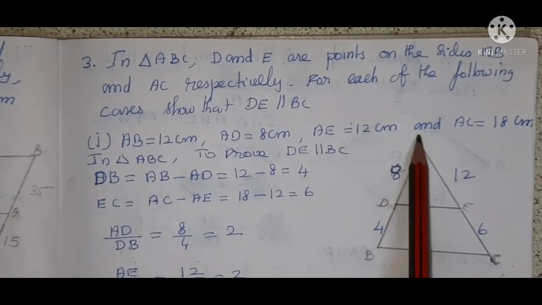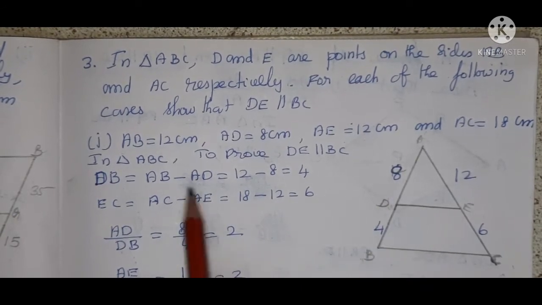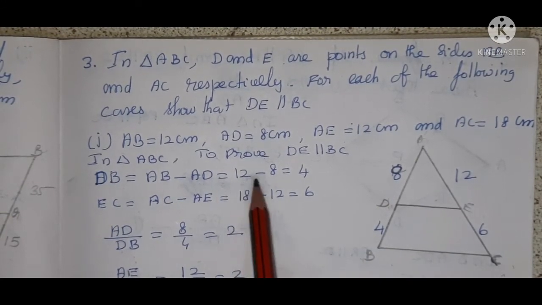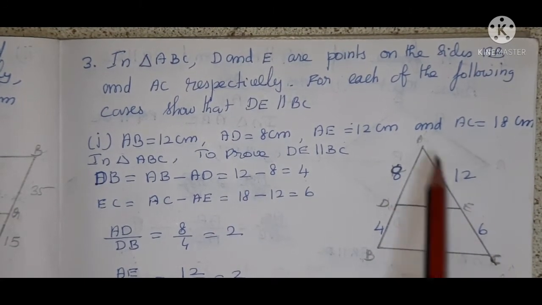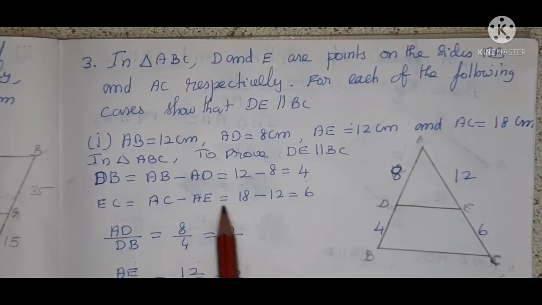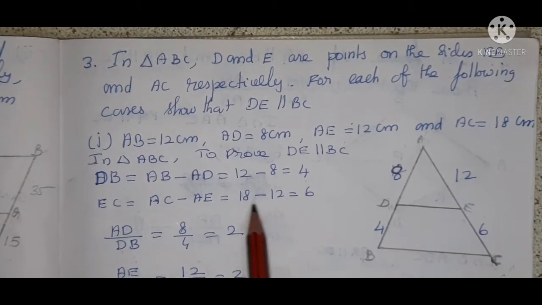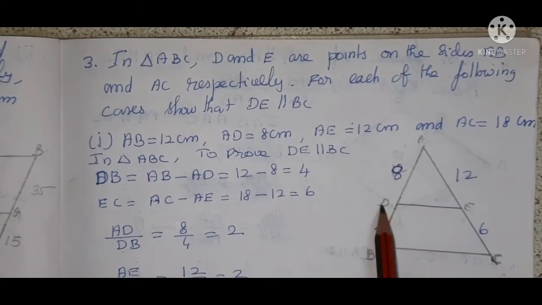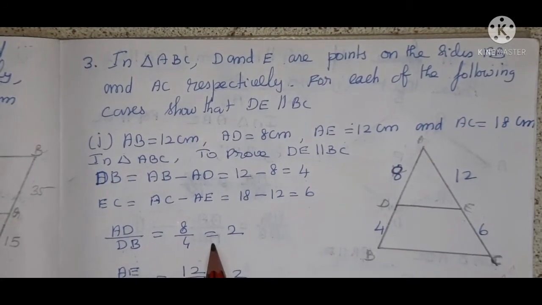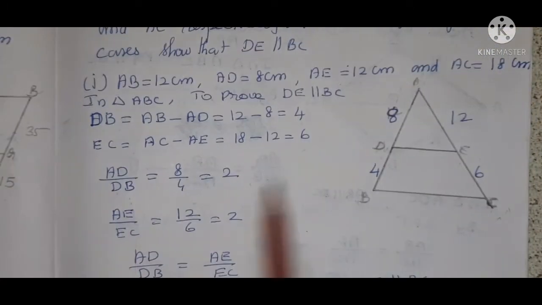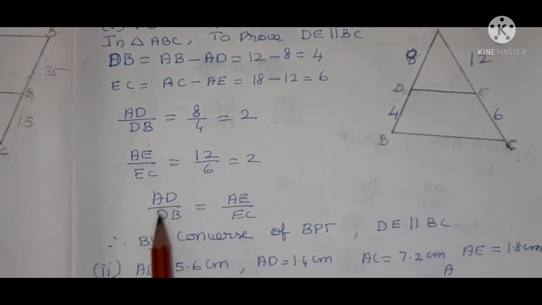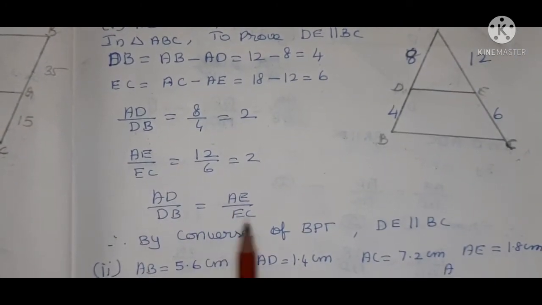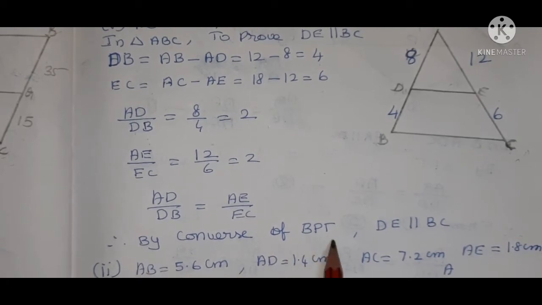DB is equal to AB minus AD, 12 minus 8, 4. EC is AC minus AE. AC 18, AE 12, 18 minus 12, 6. AD by DB, 8 by 4 is equal to 2. AE by EC, 12 by 6, 2. Here, AD by DB is equal to AE by EC. Therefore, by converse of BPT, DE is parallel to BC.